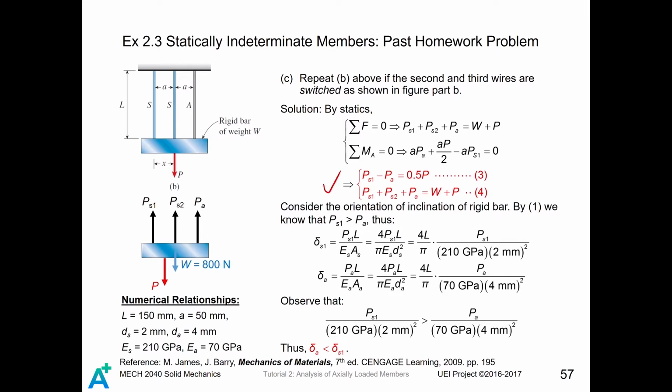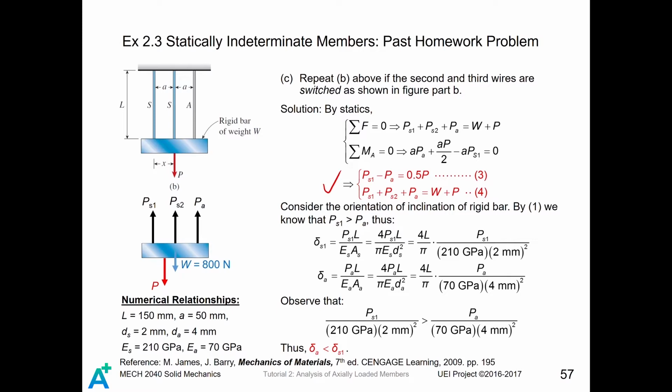However, in this problem, we are not that sure about the orientation of this rigid bar. I'm not sure whether the rigid bar is inclined like this or like this. It is not that intuitive, so we have to do some reasoning on it. To do this, we consider the change of length formula for S1 and A. For S1, still we use the PL over EA equation. We put the values inside, we take the common factor out, and we compare their denominators.